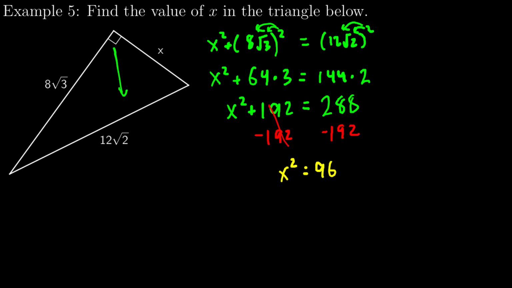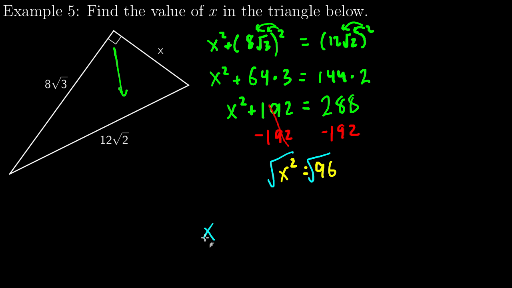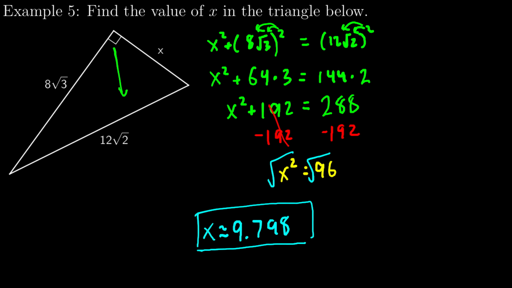And to solve this, to finish it off, I need to get rid of the squared by taking square roots. I can go to the calculator, take the square root and see, oh, it's a decimal, so that's not exact. In rounding, I get 9.798. So x is approximately 9.798. But if I wanted the exact answer, what I'll do is I will end up breaking down the 96.